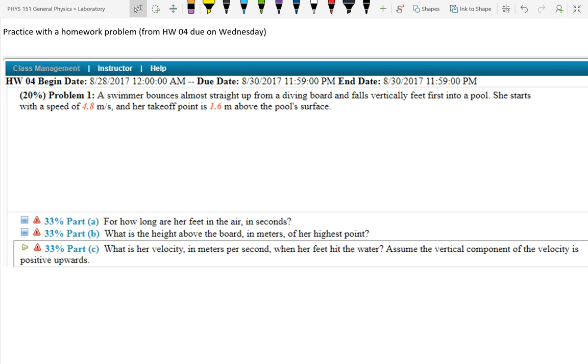So, getting on with doing a problem. This is one of the homework problems. It's problem 1, the first problem of the assignment that's due tomorrow. A swimmer balances almost straight up from a diving board and falls vertically feet first into a pool. She starts with a speed of, and if it's in red, you know that's going to be different for everybody, 4.8 meters per second, and her takeoff point is 1.6 meters above the pool surface.